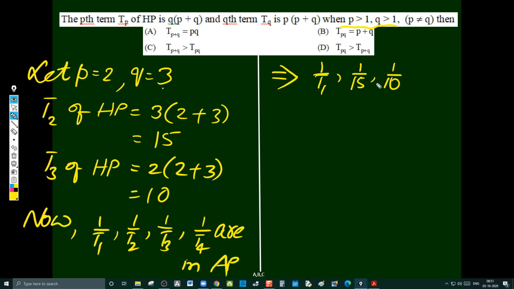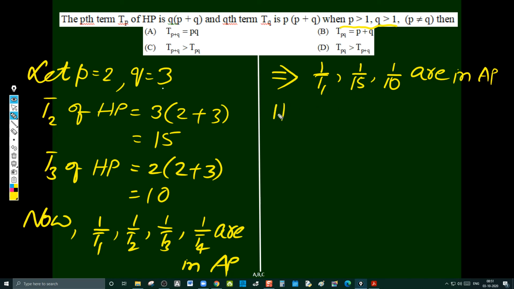Is it necessary to write T4? No need, I think. Let us avoid it. No problem. If you have 3 terms, that is sufficient for us to find out D. 1 by T1, comma 1 by 15, comma 1 by 10 are in AP. Then what should be the common difference? 30. So D is 30.